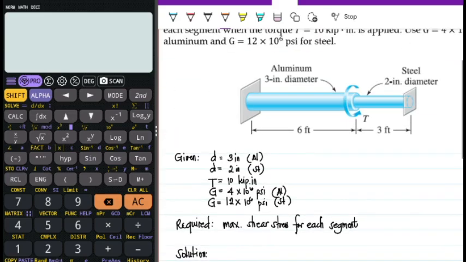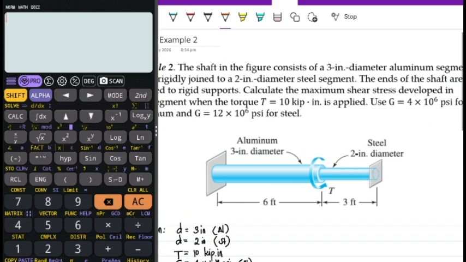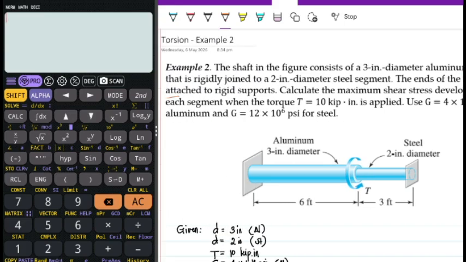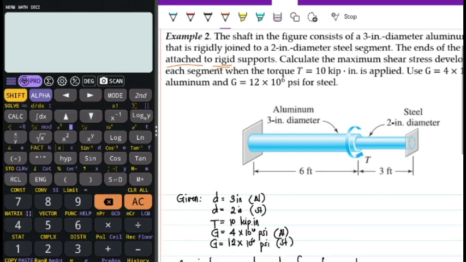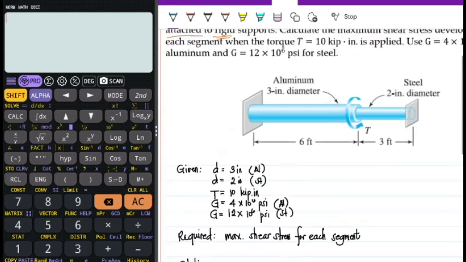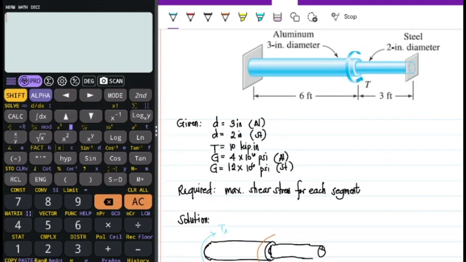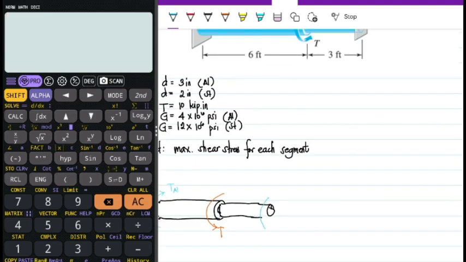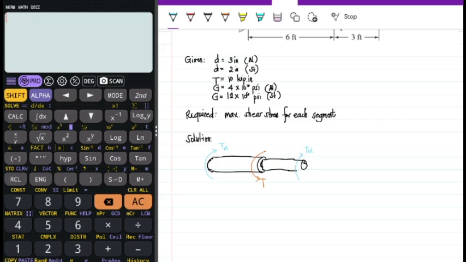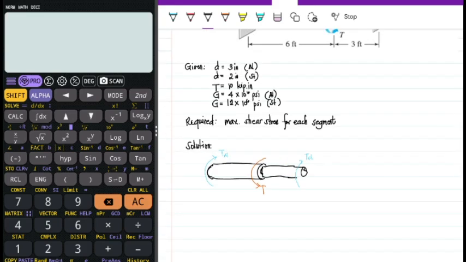Okay, we write our solution. It is always best that we incorporate in our solution some free body diagrams or some sketches, because it really helps. It makes us understand the problem more. So what we are doing now is we're trying as if we removed our aluminum and our steel from the fixed supports, both left and right.